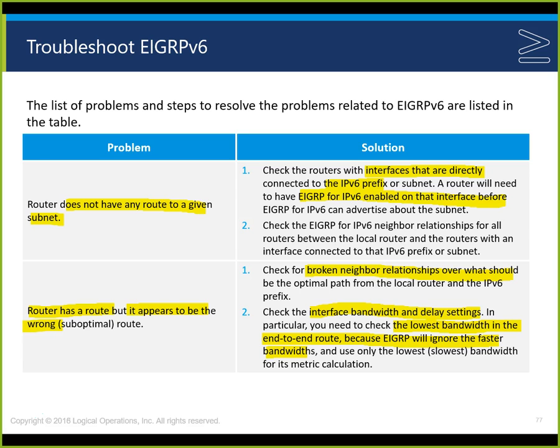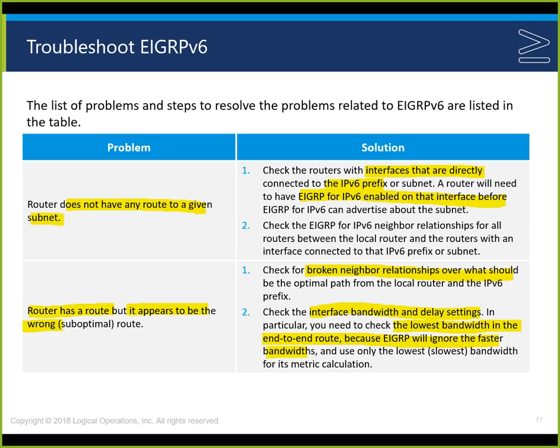Okay, so even if we're going to advertise an interface that's probably never going to be connected with anything else, we still have to configure EIGRP v6 on it so that it participates in the EIGRP party. Check the neighbor relationships. If it has a route, but it appears to be the wrong, suboptimal route, that's the interface bandwidth and delay settings.